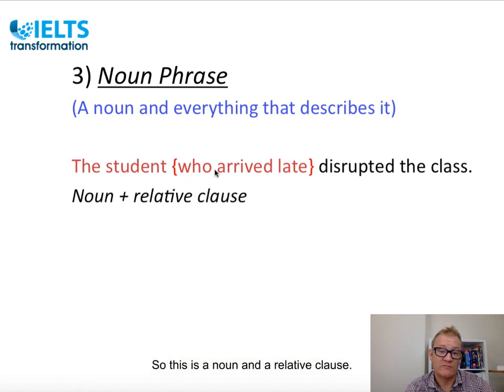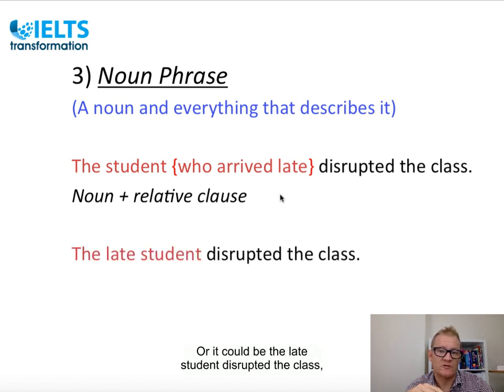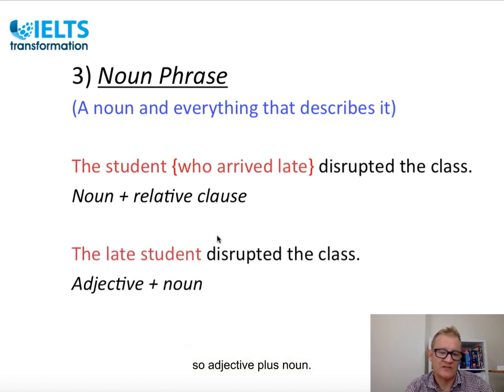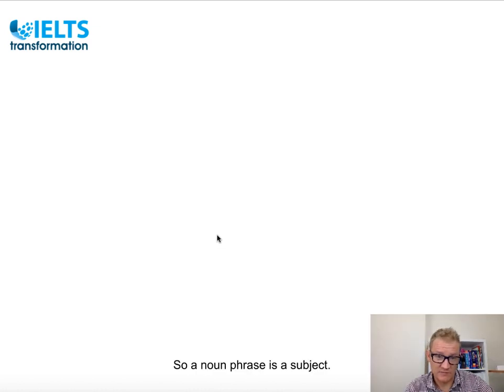So this is a noun and a relative clause. So this is the subject of the sentence, all of that. Or it could be the late student disrupted the class, so adjective plus noun. But there are other ways to make noun phrases, but essentially a phrase is more than one word. So a noun phrase is a subject.